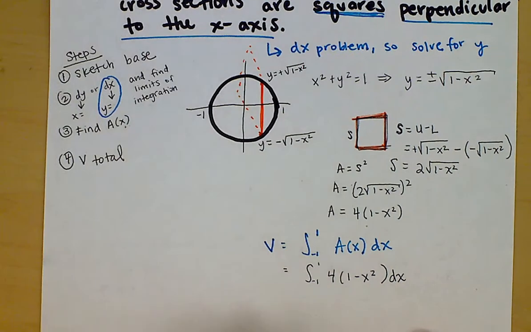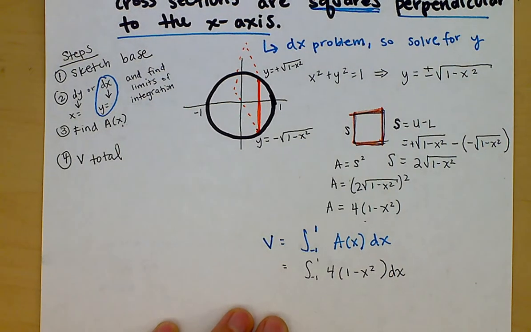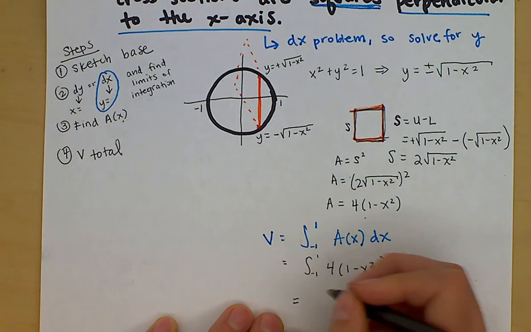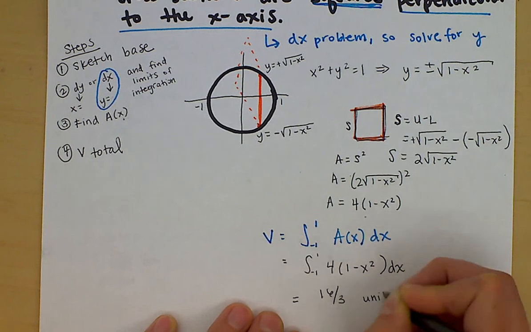We could all do this by hand, I'm sure. We could do this by hand, or we could just plug it in our calculators. If you want to do that for practice, you can. You should end up getting 16/3 units cubed.